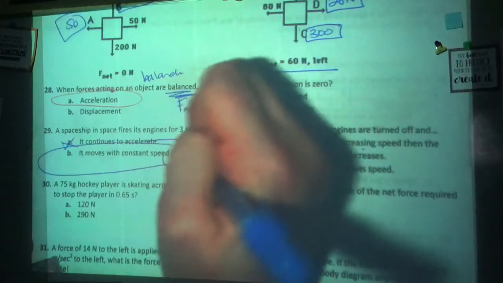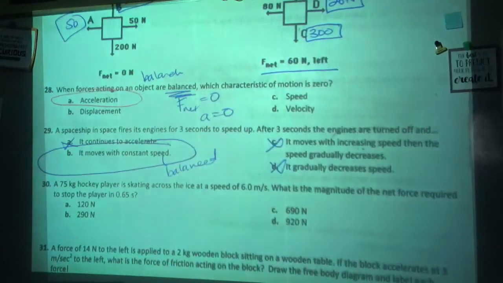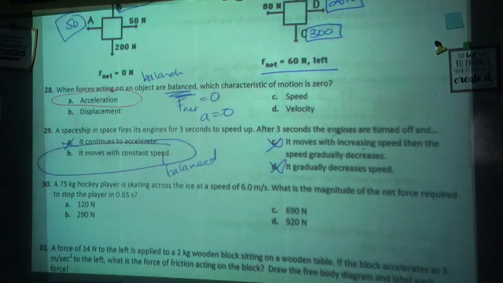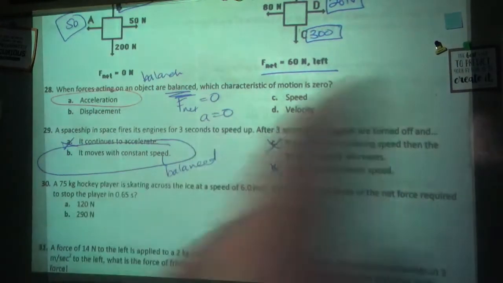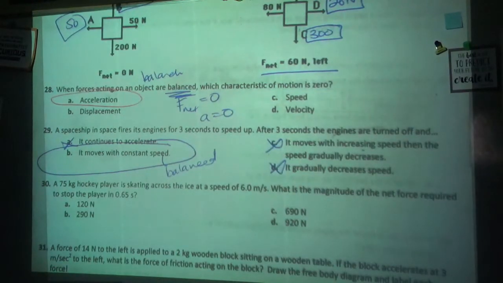It moves with a constant speed because that would be balanced. There's no forces acting on it. There's no gravity, no air resistance, no friction, no applied force, so it just can continue at the speed that it was going at after those 3 seconds until something makes it stop.